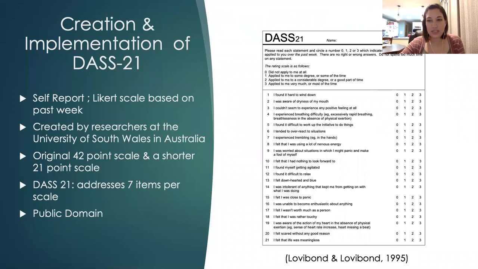The DASS assessment is a self-report instrument, and questions can be completed in session within 3 to 10 minutes. Each question relates to a negative emotion and is rated on a 4-point Likert scale relating to the severity or frequency of the client's experience. It was created by researchers at the University of South Wales in Australia. There's the original 42-point scale or the shorter 21-point scale, both of which have been shown to be valid and reliable. The DASS 21 addresses 7 points per scale.